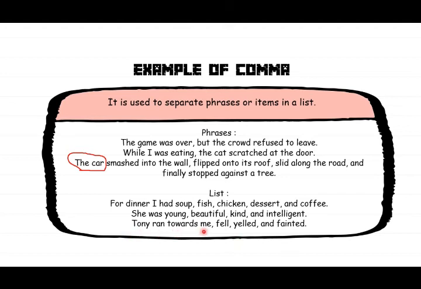Tony ran towards me, fell, yelled and fainted. Tony ni dia lari kat saya, jatuh, menjerit dan pingsan. Boleh juga Tony ran towards me, Tony fell towards me, Tony yelled towards me. Dia kan merujuk kepada siapa yang buat ni, Tony lah. Okay, itu dia punya contoh koma.